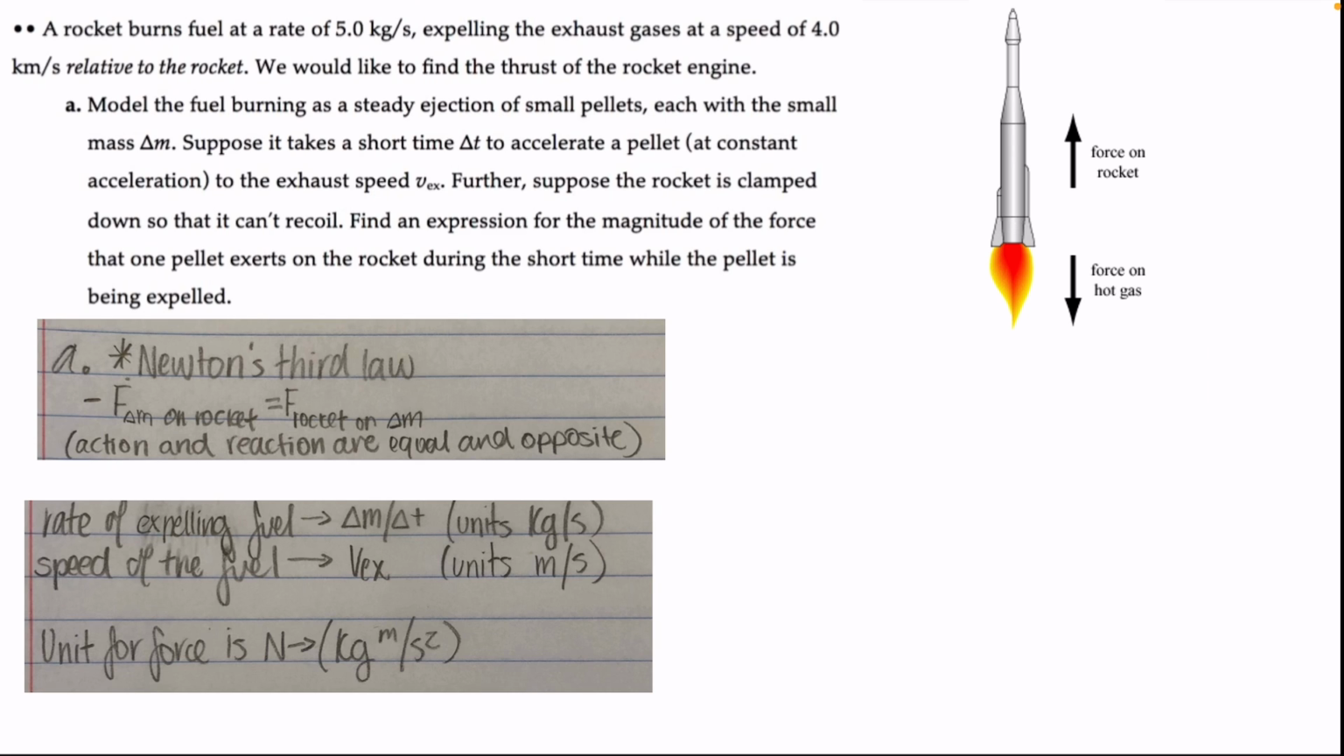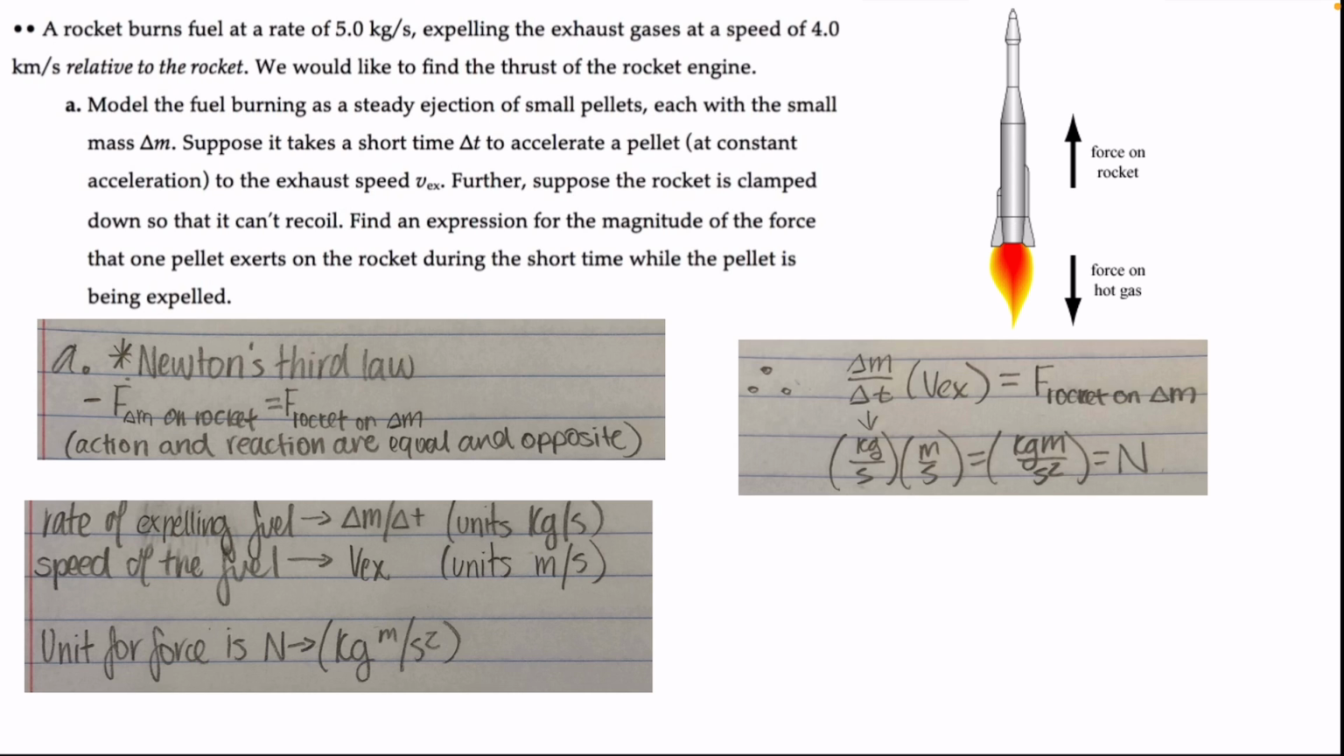Looking at those units is going to be helpful for modeling this. Those units would be kilograms per second, and the speed of the fuel can be modeled by v exhaust, with units of meters per second. It's notable that the unit for newtons is kilograms times meters per second squared. So if you multiply Δm over Δt by v exhaust, you get kilograms times meters divided by a second squared, which is equivalent to newtons. So the way that I modeled this was just doing that.